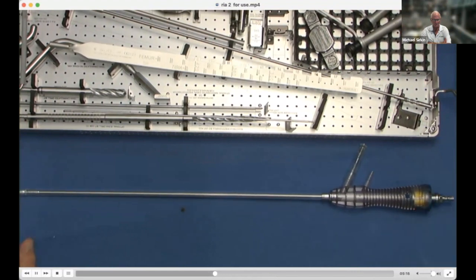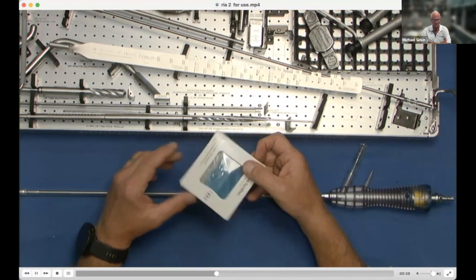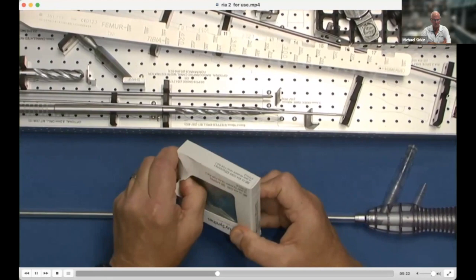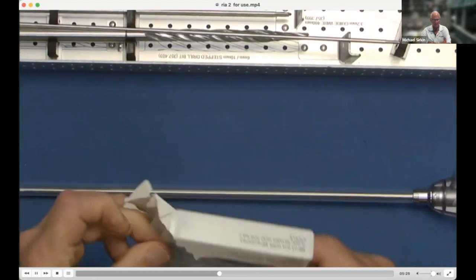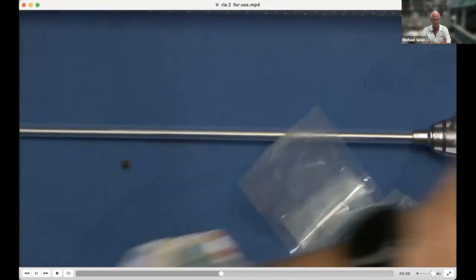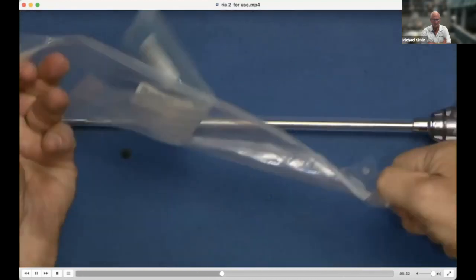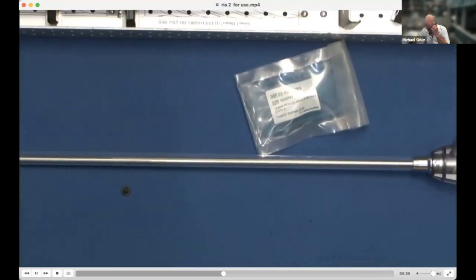The reamer head will look like this. You'll choose it. These are sterilely wrapped. Your operating room personnel will then open them up and place them onto the field for use sterilely. And that's how your tip will appear.